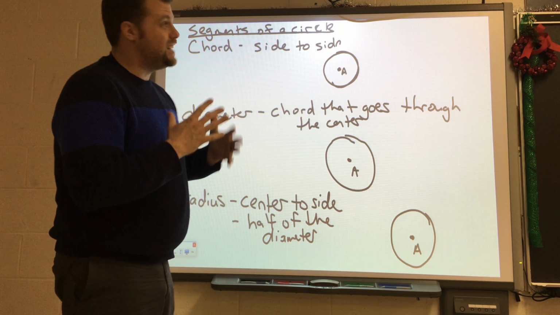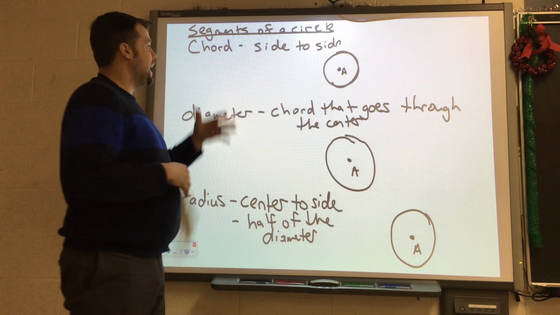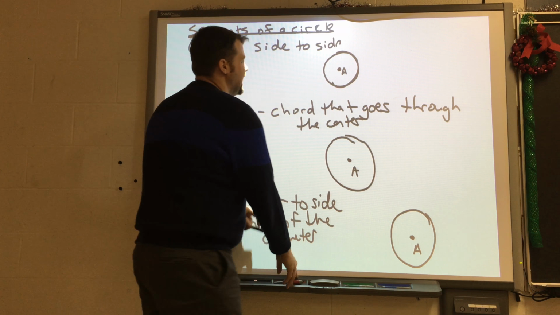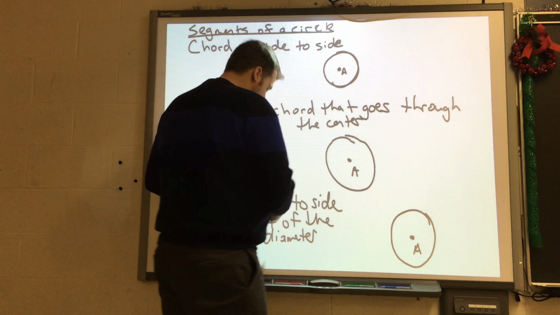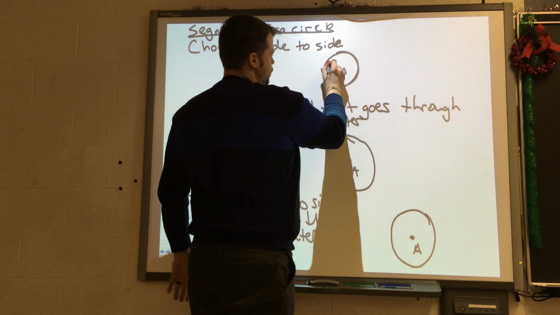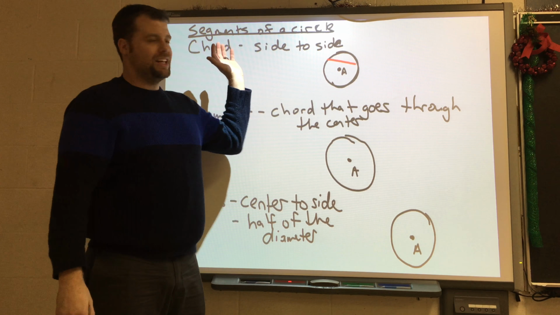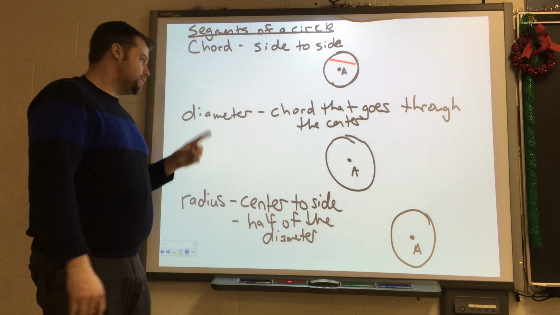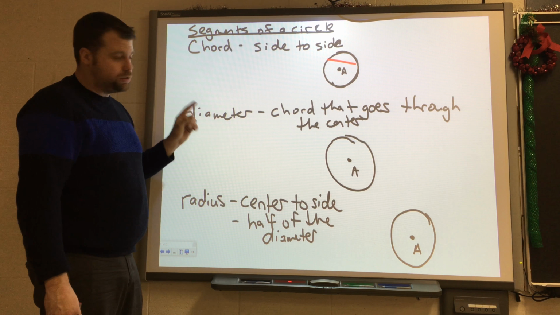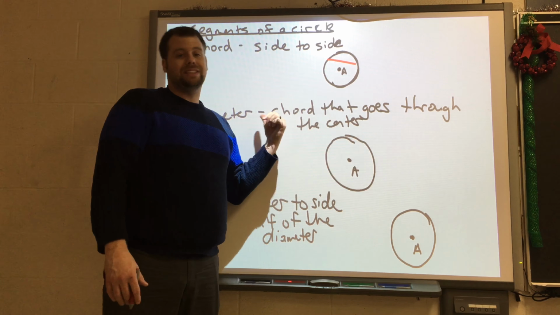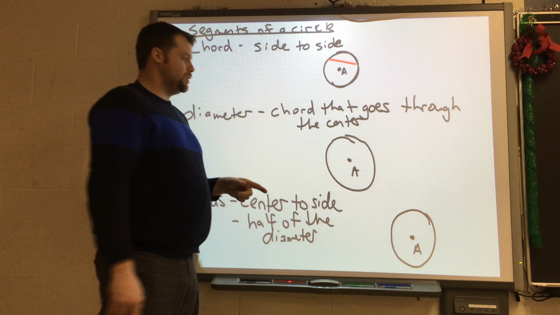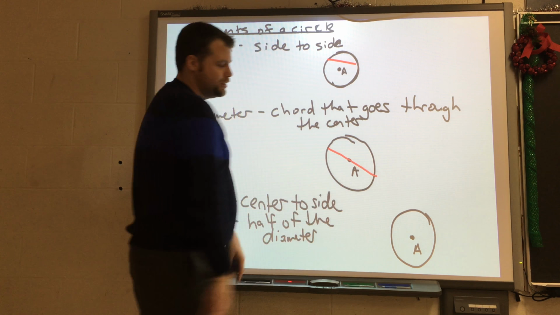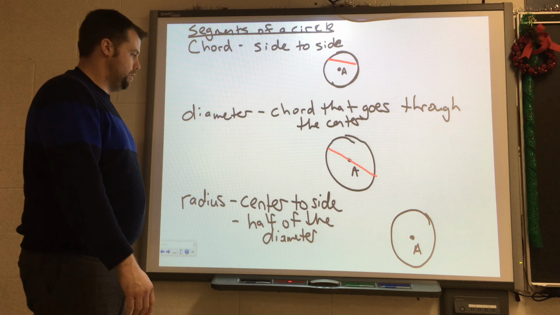Okay, some segments of a circle that we need to know. A chord is a segment that goes from side to side. So it goes from one side of the circle to the other side of the circle. If I just draw a segment like that, it's a chord. It could go through the center, and a chord that goes through the center is called the diameter. So if I draw from one side to the other and pass through the center, that is my diameter.